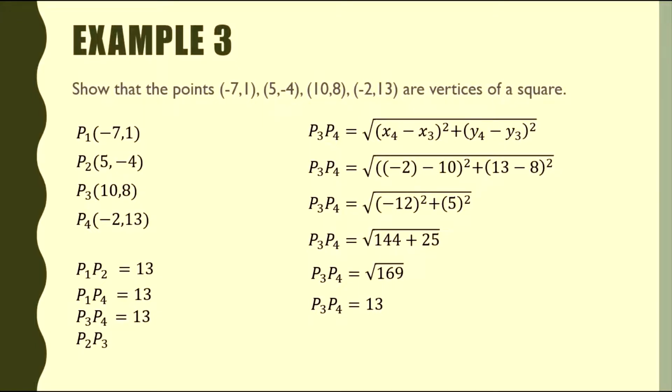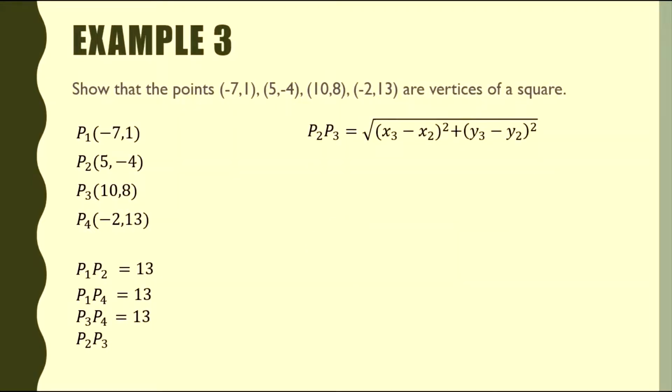And lastly, we'll have the last side of the square from P sub 2 to P sub 3. So in P sub 2 to P sub 3, we'll have the points 5, negative 4, and 10, 8. So this will be x sub 1 and y sub 1. And this is our x sub 2 and y sub 2.